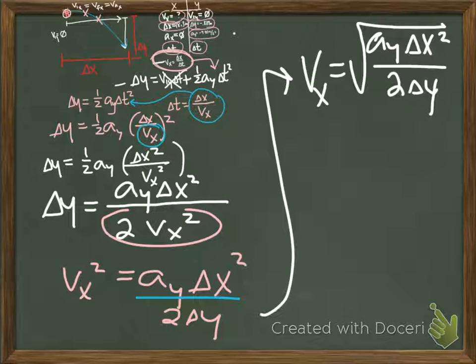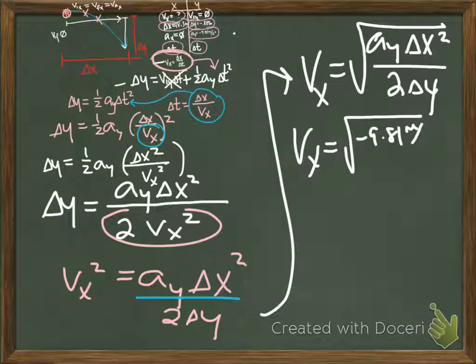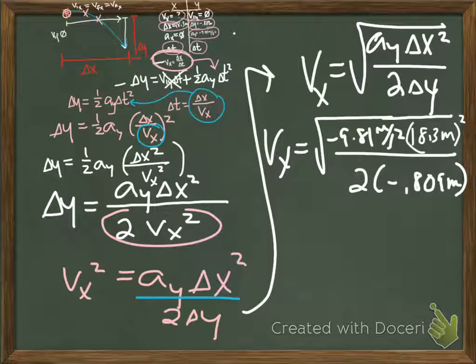Okay, so now we're ready to plug in, and it's a little bit tough to see our original variables as we had them listed, but we had a sub y, we know, negative 9.81 meters per second squared. We had a delta x of 18.3 meters, that's the quantity squared. Okay, so we've got v sub x is equal to the square root of negative 9.81 meters per second squared times 18.3 meters, quantity squared, over 2 times negative 8.809 meters.